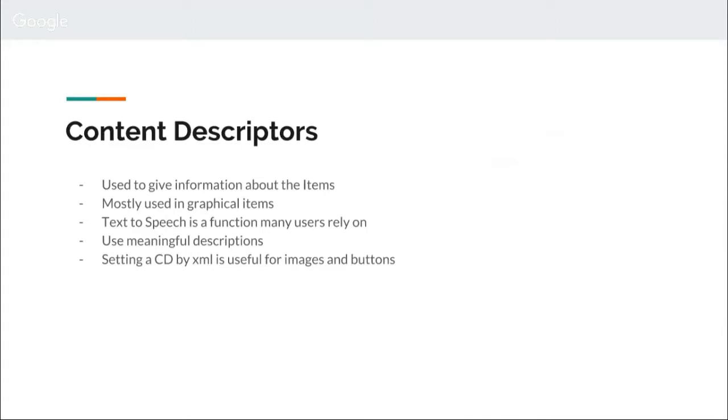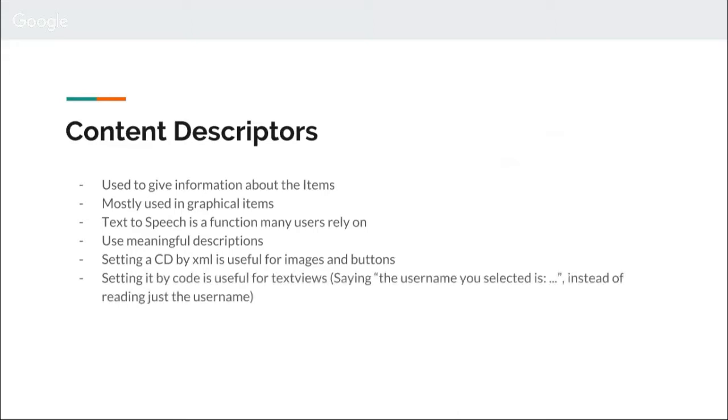Setting a content descriptor using the XML method is useful when you're working with resources you have beforehand. Items like images and icons, like you add a content descriptor to a new email button, well, that's because you know it's going to make a new email. But using the set content descriptor method in Java code is useful for text views and edit views and stuff that might be changing with the user input or when selecting stuff, right?